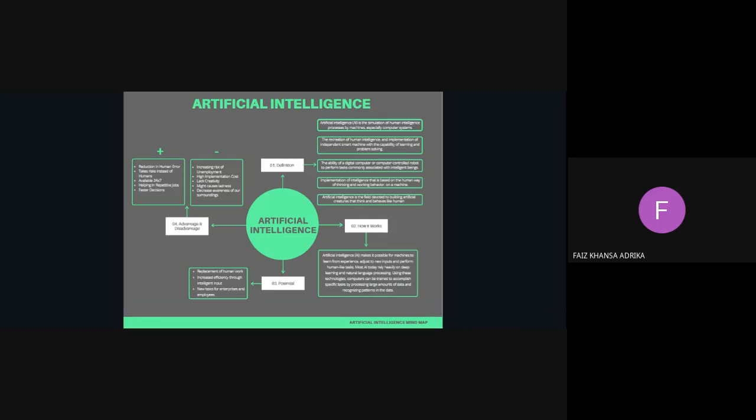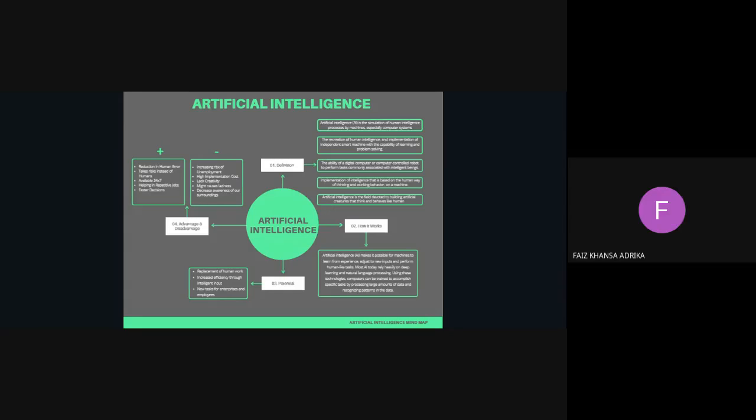And then there is Haidar, and then there is Fadil, and then there is Linus, and the last is Tegar. Can any one of you show up? Yes, hello.